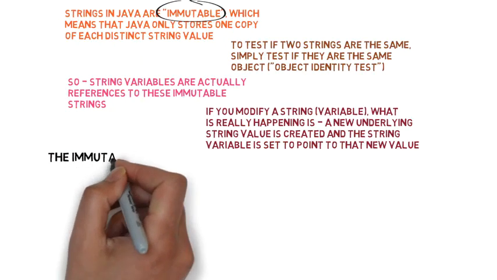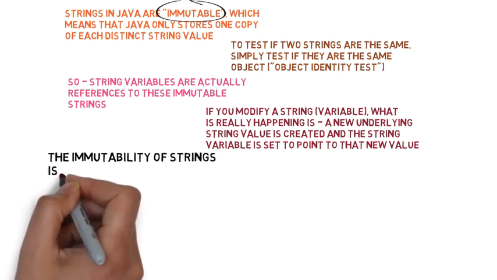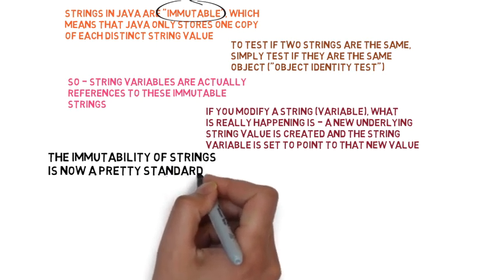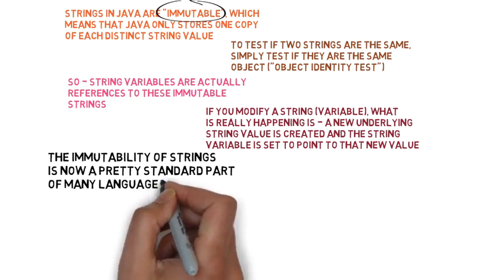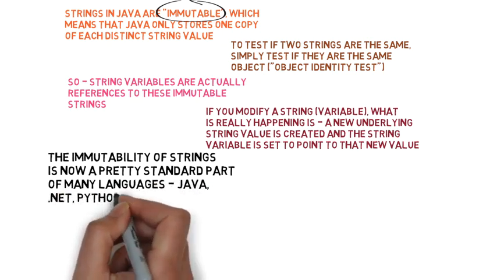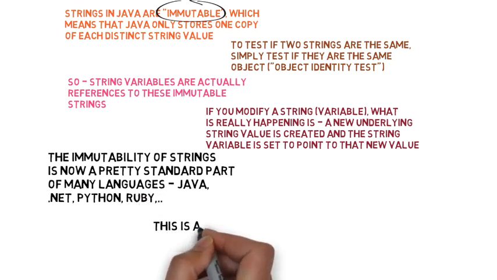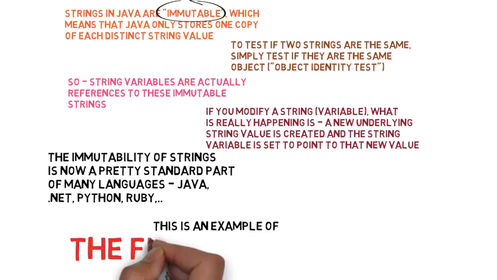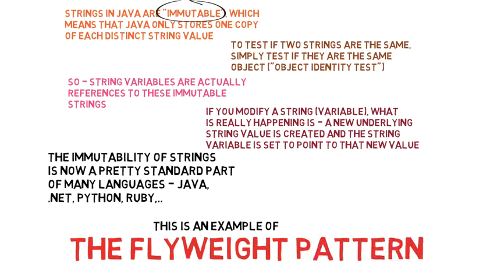Notice how by making the strings immutable, using string interning, we actually conserve memory. If you have a whole bunch of strings initialized and they all have the same value, they point to the same space in memory. This immutability of string objects is a pretty standard part of many programming languages: Java, .NET, Python, Ruby. This is an example of the Flyweight pattern.